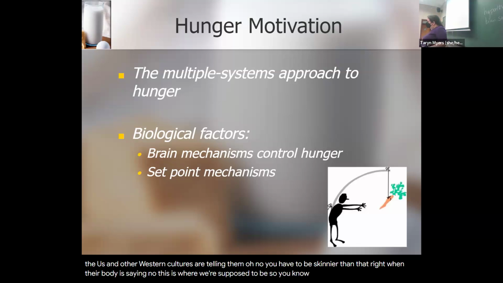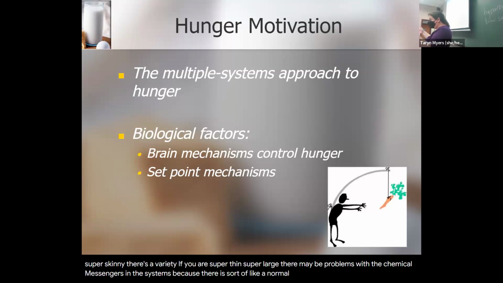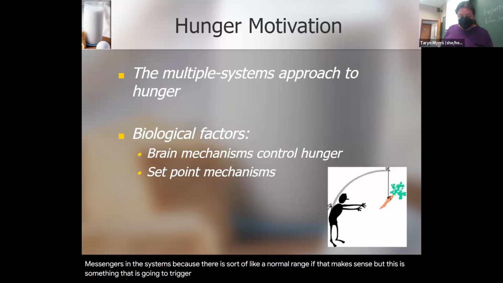So not everybody is supposed to be super skinny. There's a variety. If you are super thin or super large, there may be problems with the chemical messengers in the systems, because there is sort of a normal range, if that makes sense. But this is something that is going to trigger eating. If you're below that set point, your body's going to say, hey, we need to get back to where we're supposed to be.